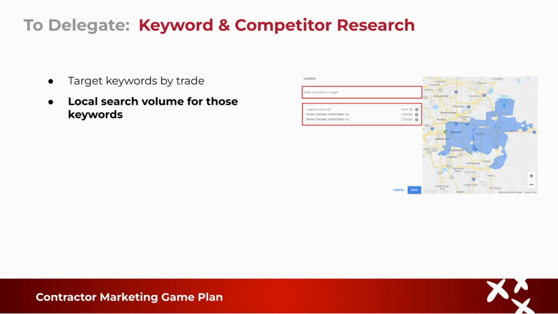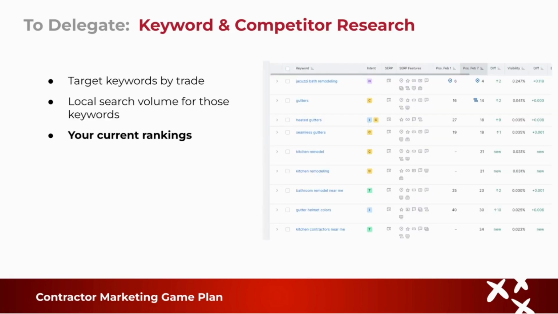There's lots of great tools through Google Ads, and some other tools that can show you historic monthly search volumes on those keywords and predicted monthly search volumes for very specific areas that you can include and exclude in your forecast. Your vendor should also be sharing with you your current rankings on your targeted keywords.